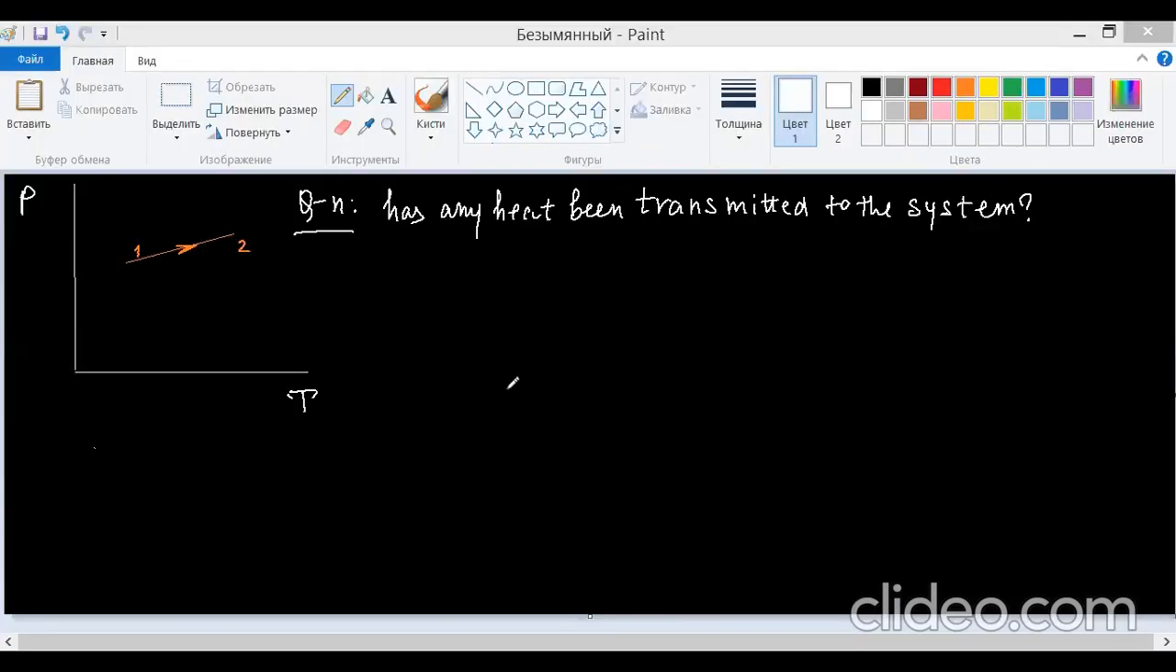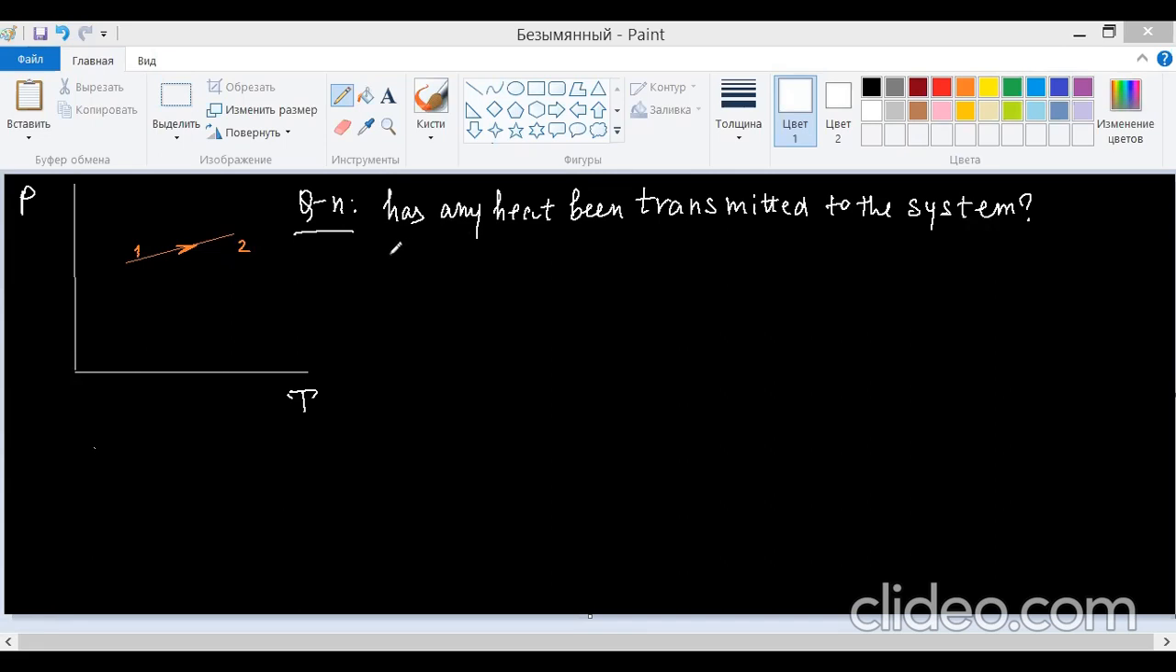I hope that you are ready to proceed to the next assignment. Hold on a second, please. Here it is. To some extent, it is similar to what we have just considered. Again, we've got some ideal gas which goes through a thermodynamical process, depicted in the PT diagram, where this is the initial point of the process, while point 2 is the final state of the process. The question is the same: has any heat been transmitted to the system or not?